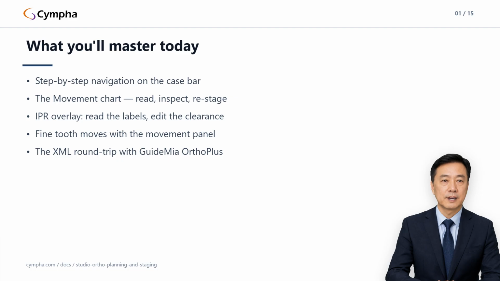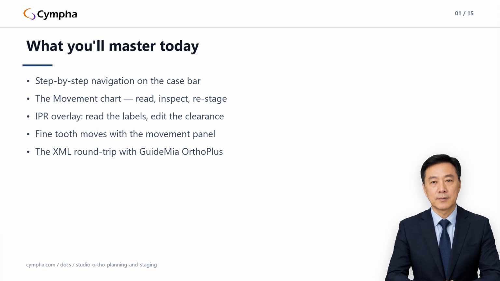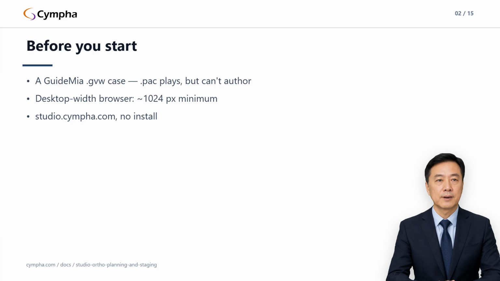Two prerequisites, and both are hard requirements. First, the case format. Studio opens orthodontic cases from a Guide Mia review file, the GVW archive, or from a step archive. But the deep dive controls in this lecture, the movement chart, IPR, and the case XML actions, require the Guide Mia format specifically. Step archives will play back their steps, but they don't expose the authoring controls. So if you're here to stage, make sure you have the GVW file.